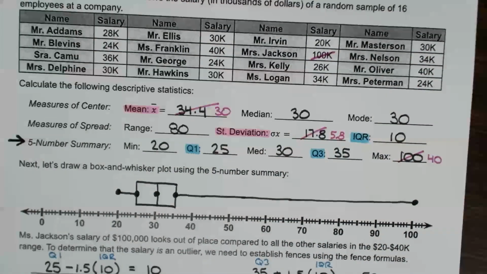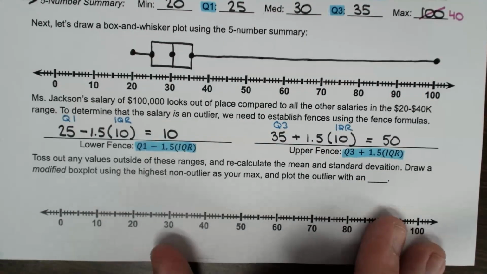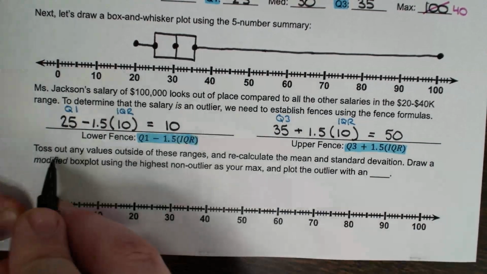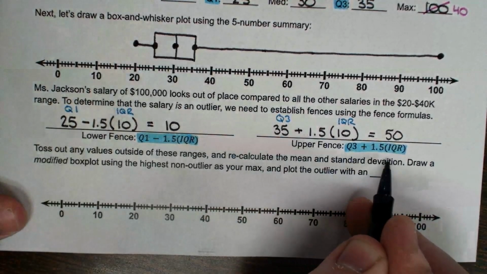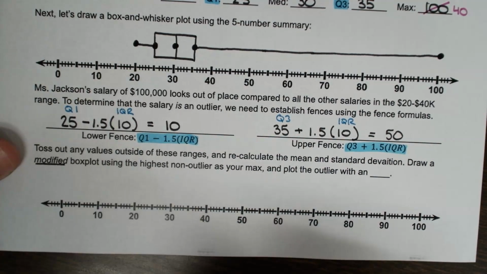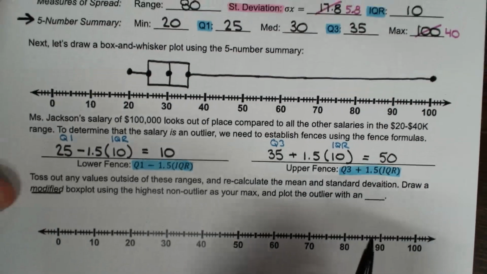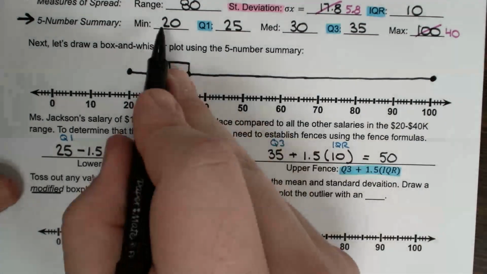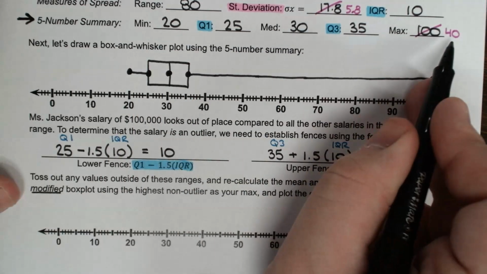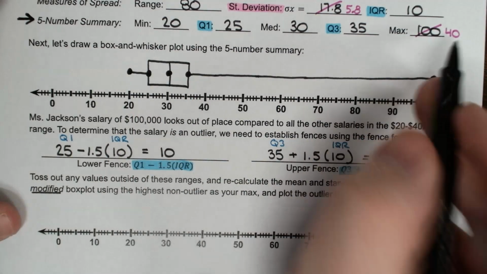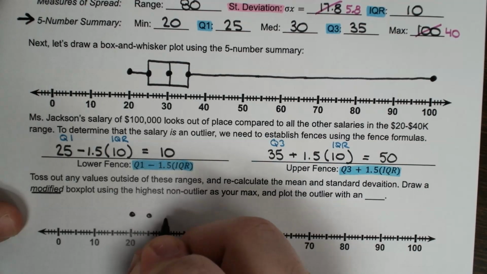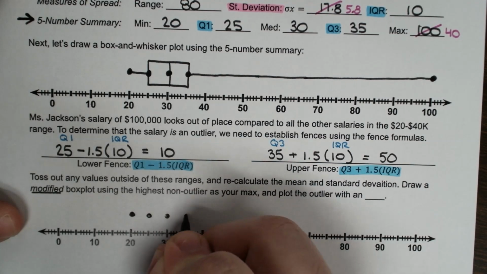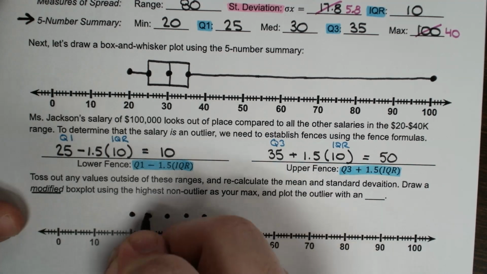Okay? Last thing is we got to draw a new box and whisker plot. So we tossed out any values outside those ranges and recalculated the mean and the standard deviation. Now we're going to draw a modified box plot. All that means is use the 20, 25, 30, 35, and 40. Let's go ahead and plot those points again. 20, 25, 30, 35, and 40.